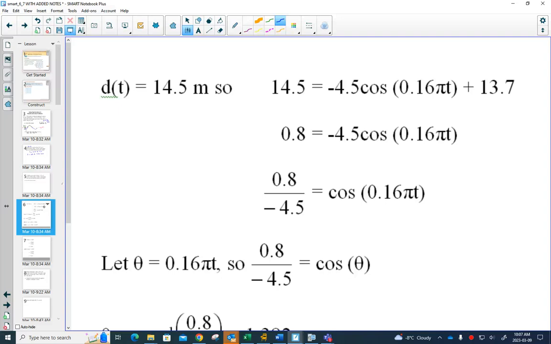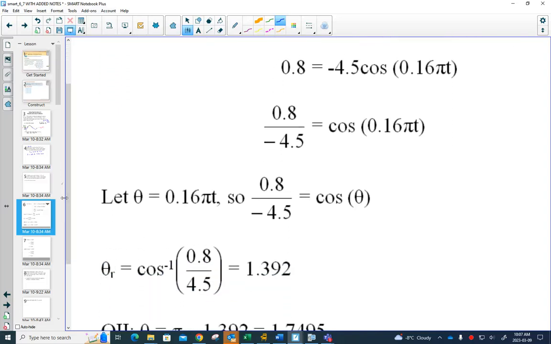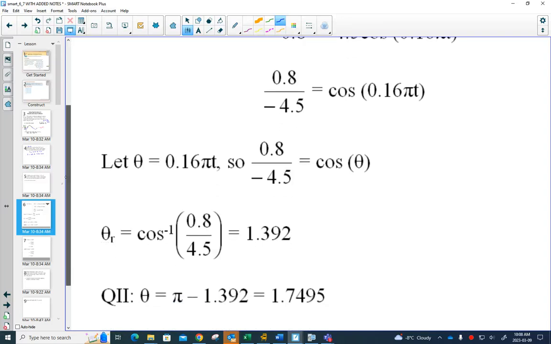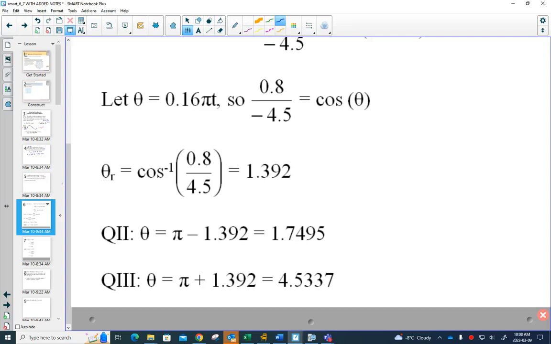What you would have to do is plug in the 14.5 for y and solve this equation. Step 1 would just be to get the cos by itself. And a strategy, because this is awkward with a whole bunch of stuff inside the cos, would be to temporarily just call the whole inside theta. So I do a substitution, I let theta equal the whole inside, and then I can find my reference angle and solve for theta in quadrant 2 and quadrant 3.